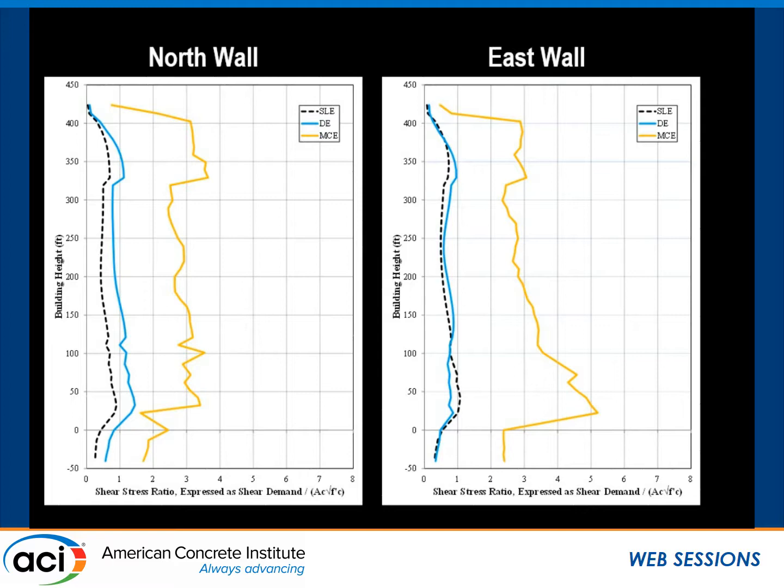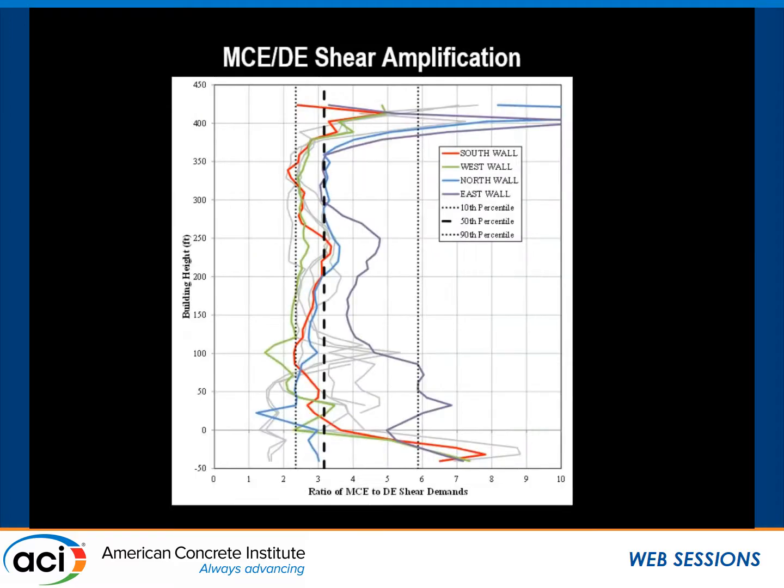This causes the MCE divided by DE factor to take a spike. It goes down as low as maybe 1.5 for the north wall only. The east wall does the opposite. So that's an interesting trend that even within the same building at the same elevation, the results are not consistent between shear piers. They might have an amplification factor of 5 in one pier and maybe it's 2 in the other. This figure is a little bit more telling, I think.